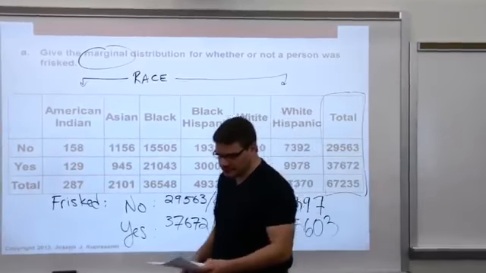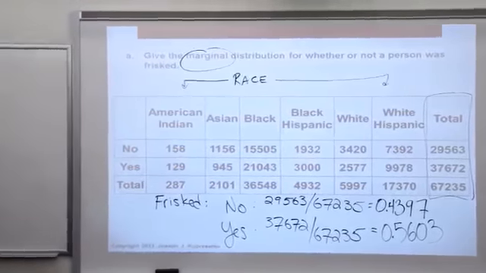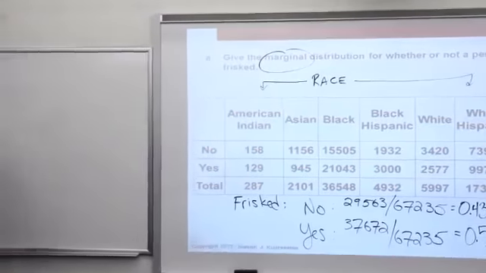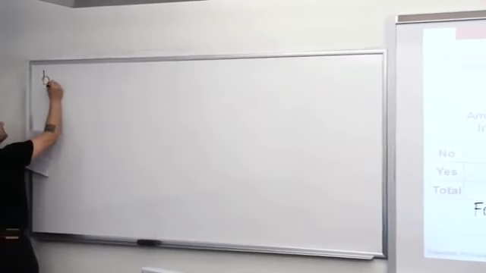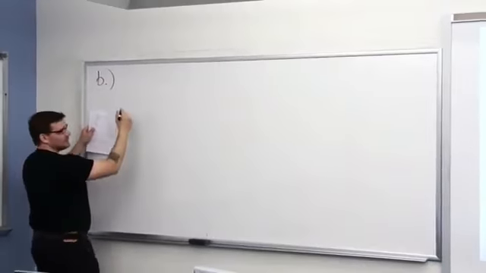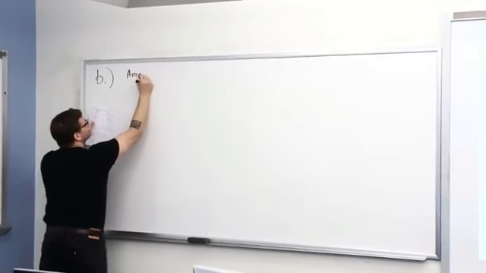All right, so let's see. We'll flip the page in the notes. We'll just come over here to the side. This is Part B. And, well, we'll go left to right across the table. Here's American Indian.